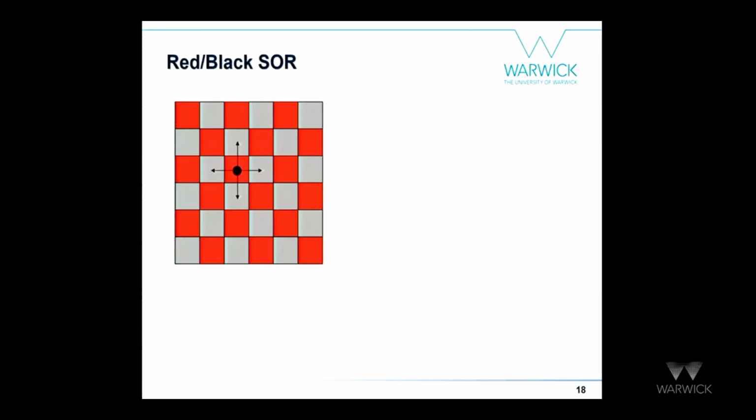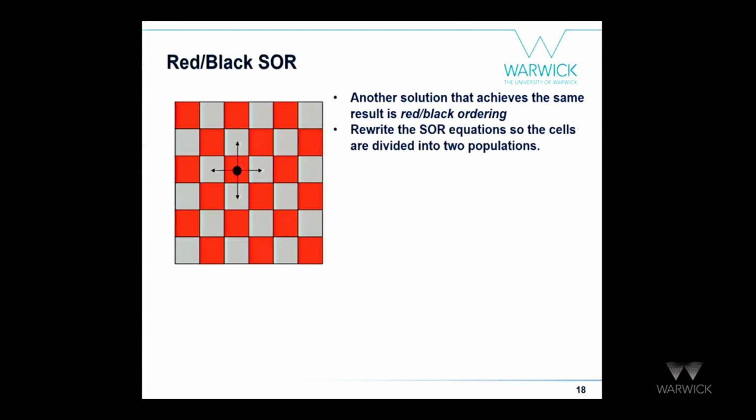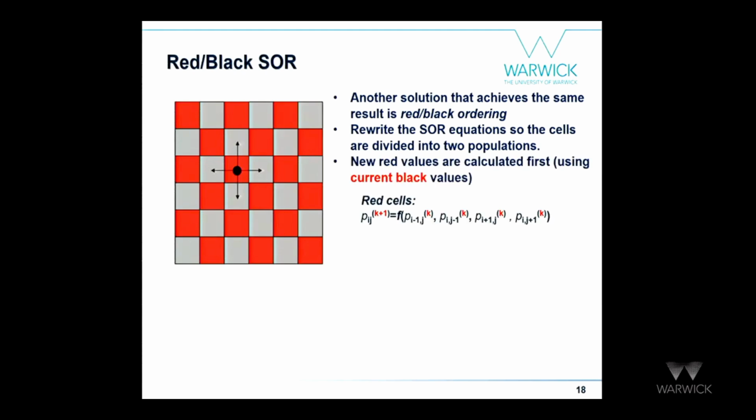Now, the researchers developed a new implementation for SOR. It's called the red-black SOR. It divides the cells into 2 groups, red group and black group. A red cell is surrounded by 4 black cells, and vice versa. Now, if we want to calculate, we first calculate the new solutions of red cells.